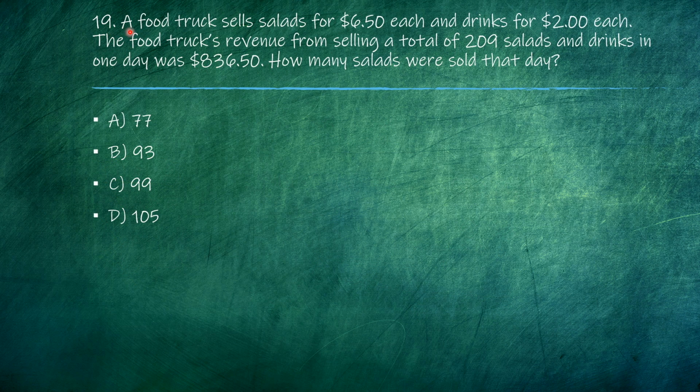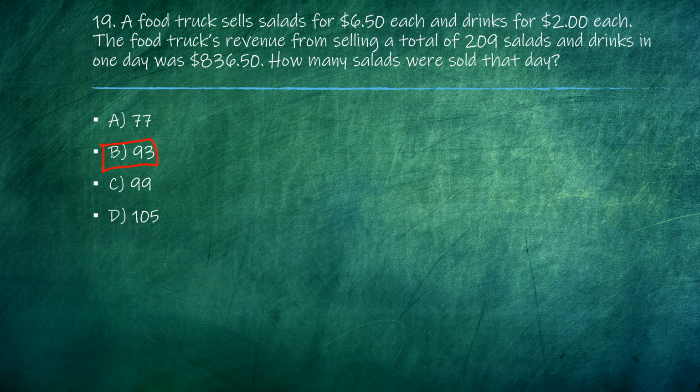Question 19. A food truck sells salad for $6.50 each and drinks for $2 each. The food truck's revenue from selling a total of 209 salads and drinks in one day was $836.50. How many salads were sold that day? Go ahead, pause the video and try the question. The answer is B.